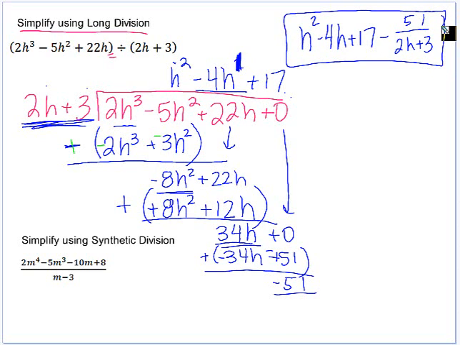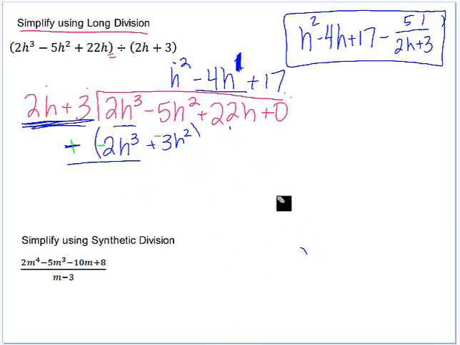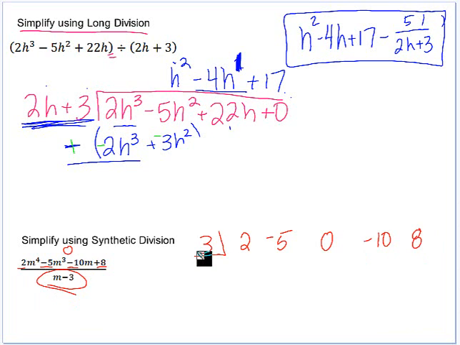Okay, synthetic division. I'm going to erase the long division so I have some space to do synthetic. Simplify using synthetic division. We're just going to write down the coefficients. Our coefficients here are 2, 5, we don't have a second power so 0, negative 10, and 8. And our 5 should be negative. So 2, negative 5, no second power so 0, negative 10, 8. Then we are dividing by m minus 3, so we change the sign and divide by a positive 3 up there. Create your synthetic division box.